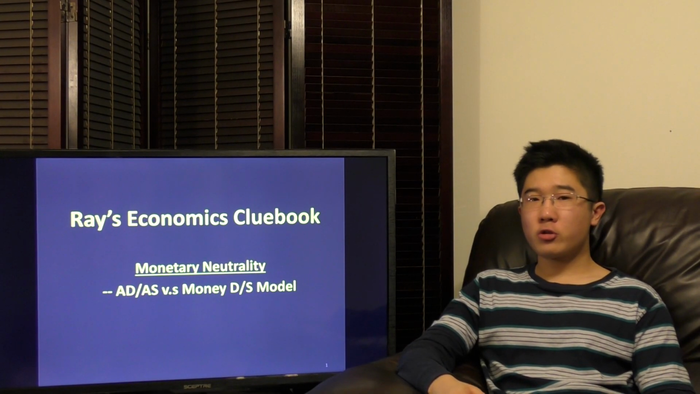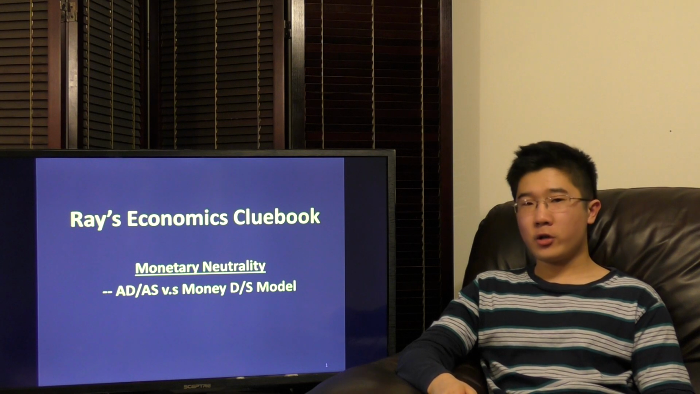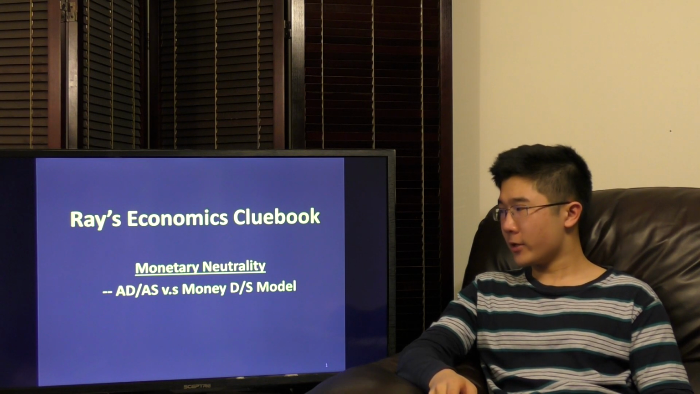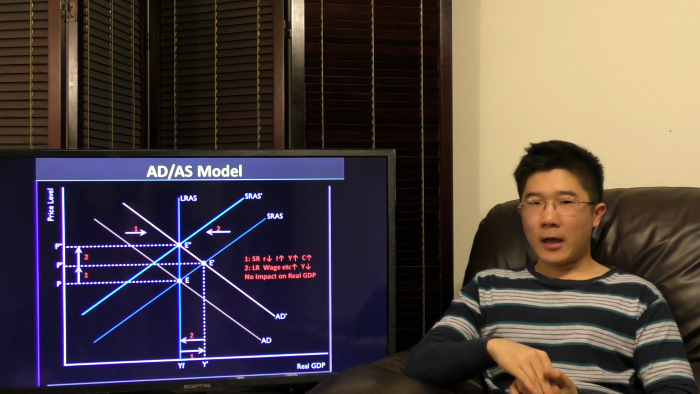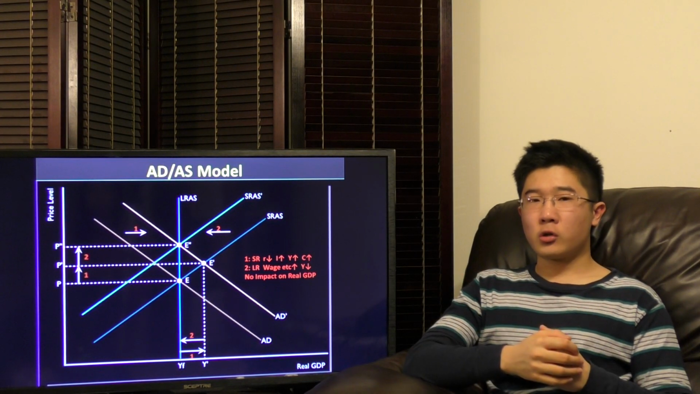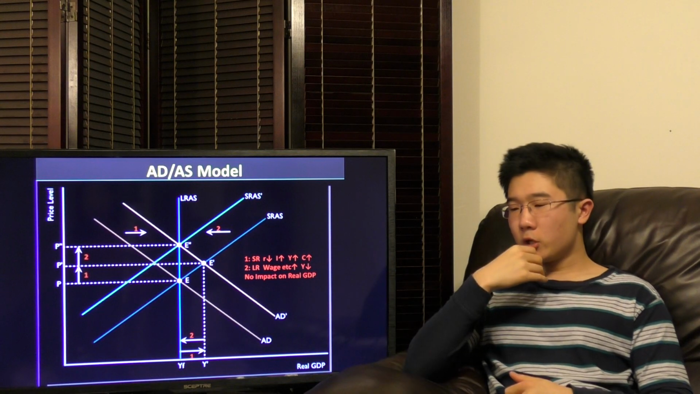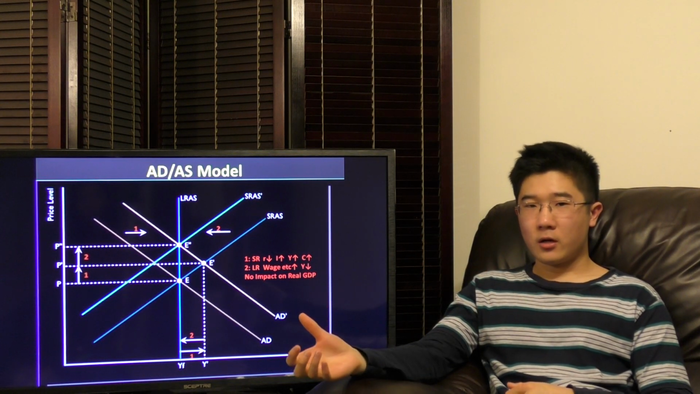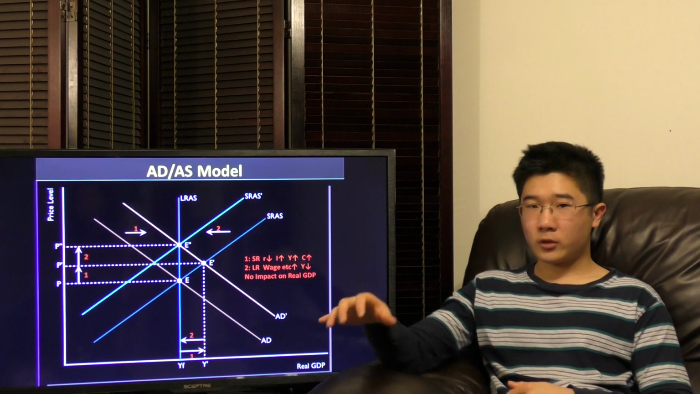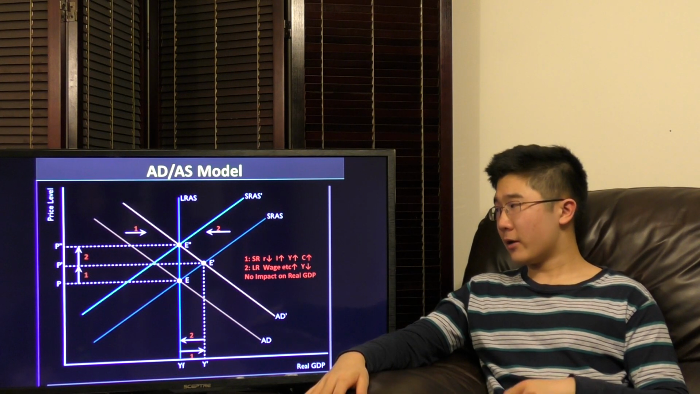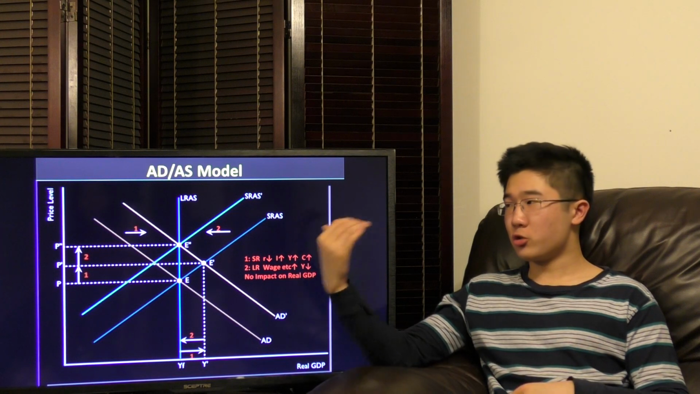Today, we're talking about money neutrality in the long run, and we look at money neutrality in the form of the AD-AS model and the money demand and supply liquidity preference model. So let's look at how monetary policy is neutral theoretically in the long run. Let's say the Fed lowers interest rates through its different tactics, perhaps lowering the discount rate, or an increase in money supply, things like that. They lower the interest rate subsequently.